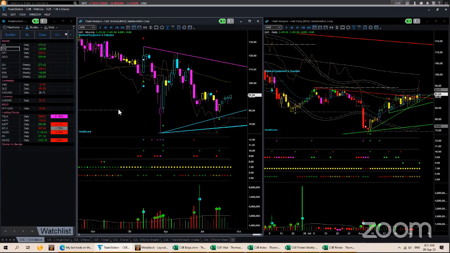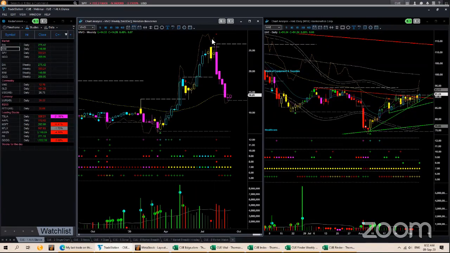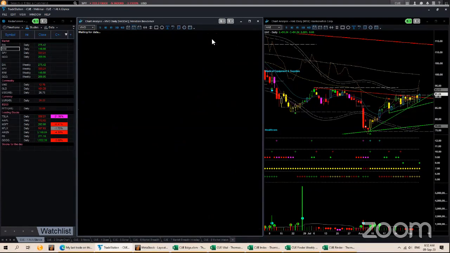Let's look at them once again side by side. This is HAE. Let me change this side to Vivo. Let's look at the daily side by side. Sometimes it helps. And I have to change the template to daily using hotkeys Control Shift A.